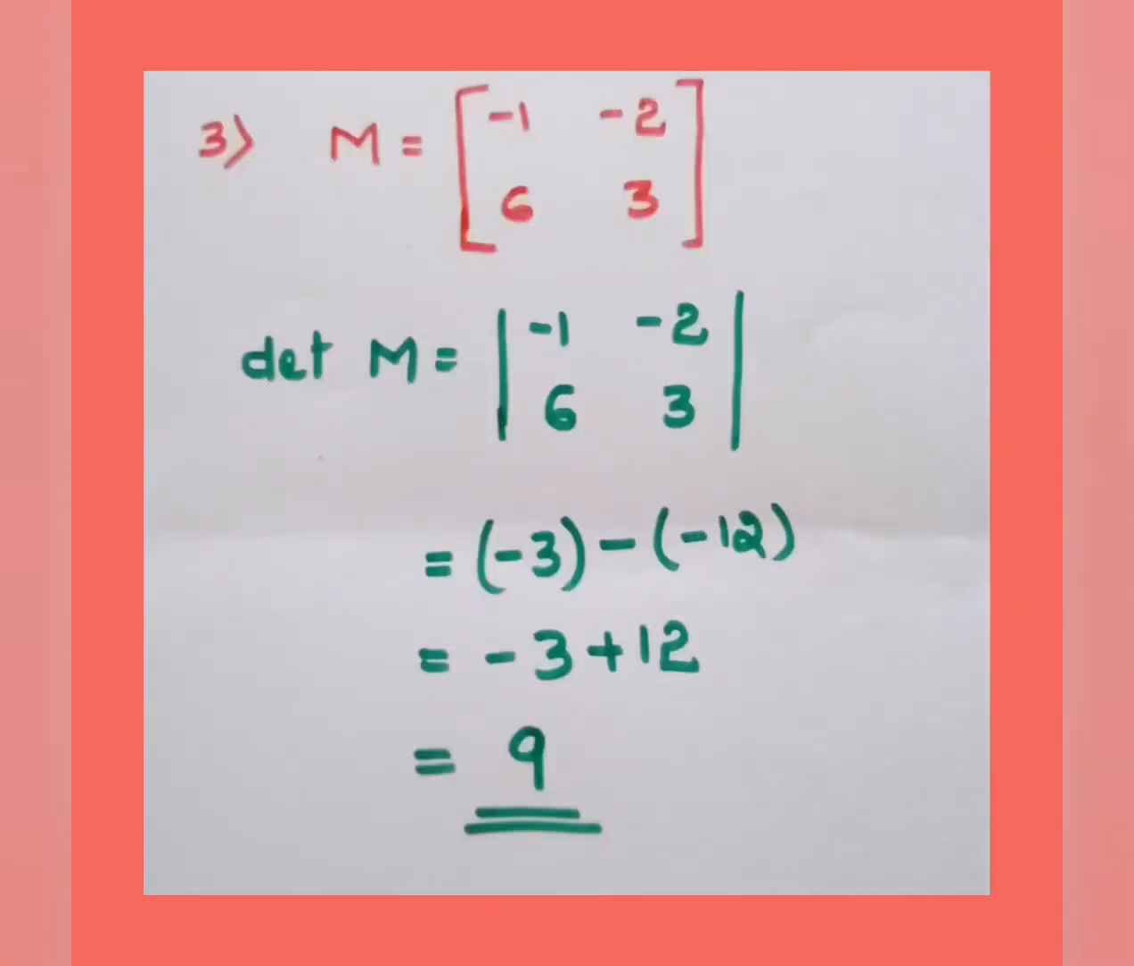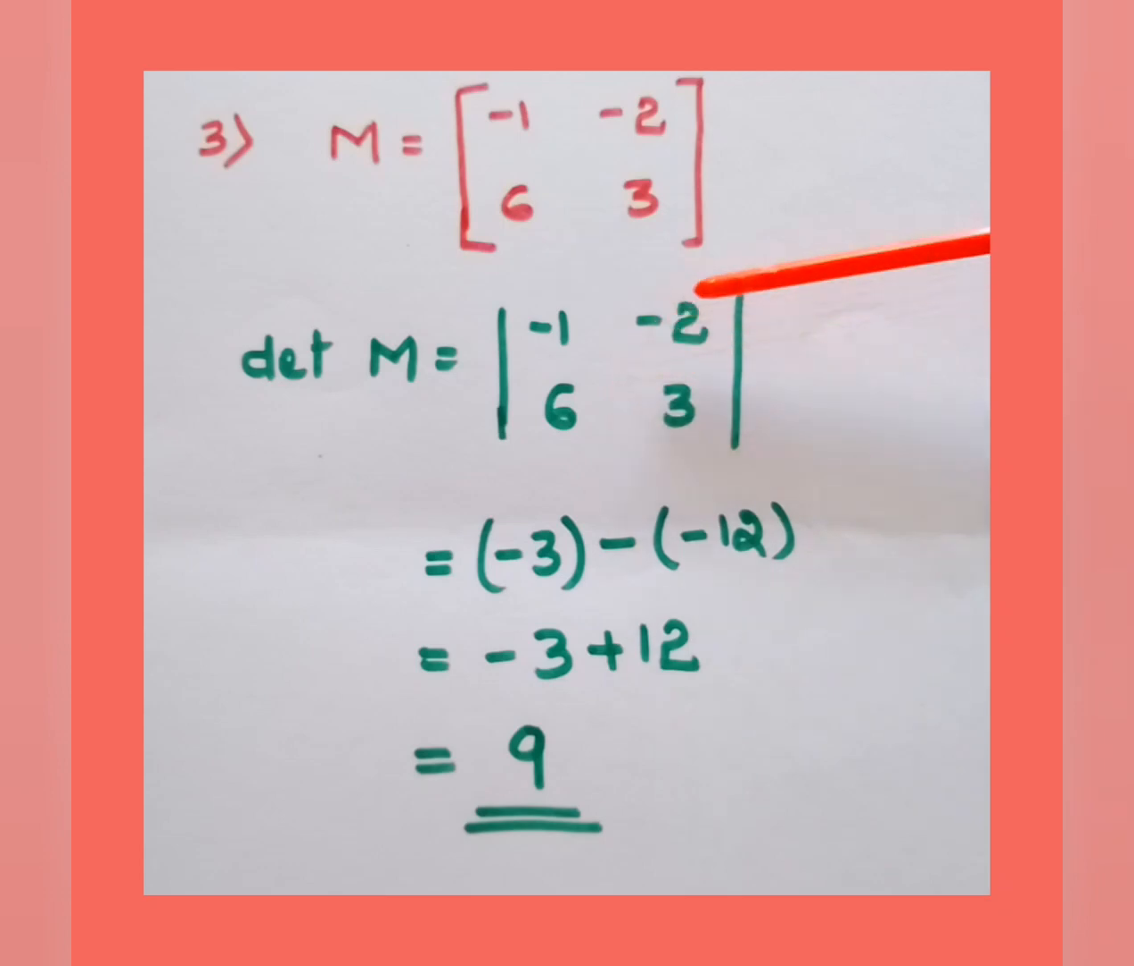We shall find the determinant of this given matrix M. M is equal to minus 1, minus 2, 6, 3. Determinant of M is equal to, write inside the determinant sign as it is. Now first one you have to multiply. Minus 1 into 3 is minus 3. Okay, 1 3 is a 3 with minus sign.